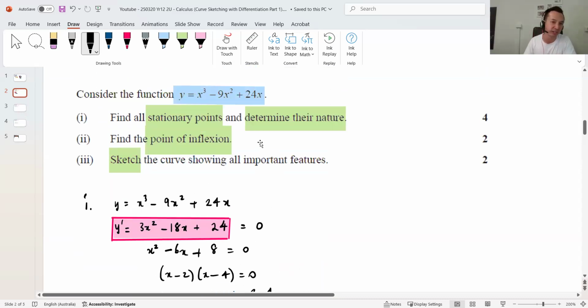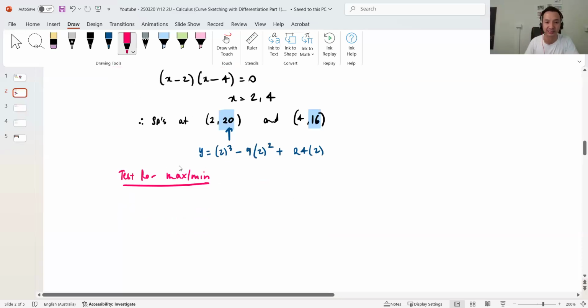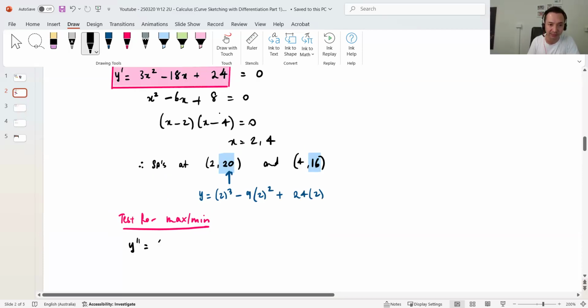That's probably worth 2 marks, maybe 3, to determine nature, right? So test for max or min. Now, you can use the second derivative. For cubic curves, when you're sketching it, the second derivative test is probably the best one. It's the easiest, so I'm going to use that one. Feel free to use the table method if you want to. So y double dash, I'm going to differentiate this again. So it becomes 6x minus 18, right?